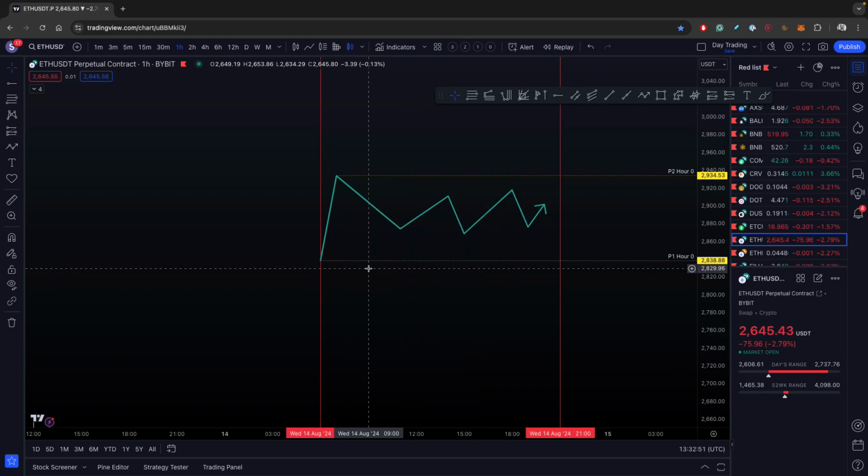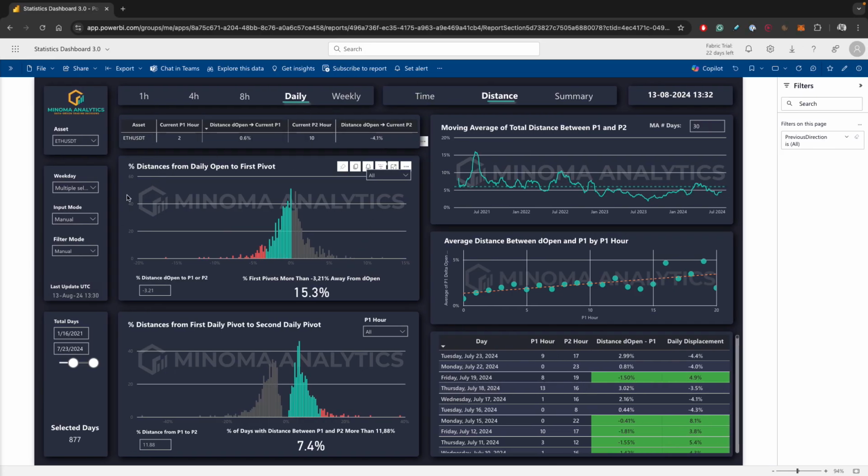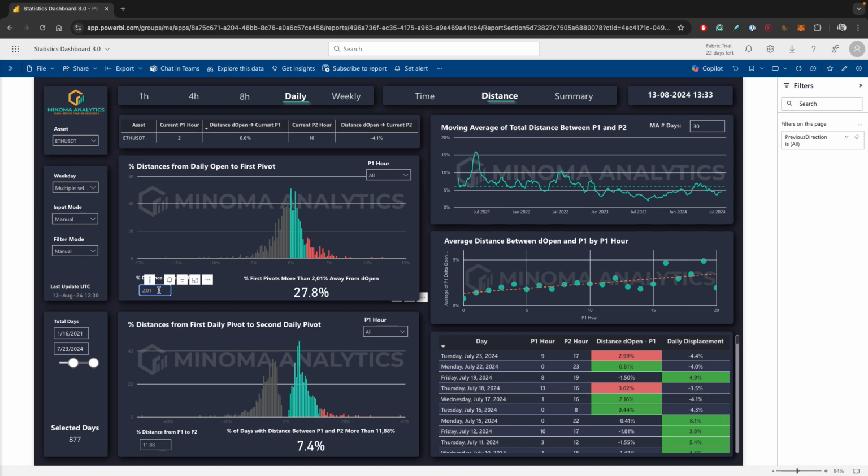The thing to keep in mind is that if you have automated filtering selection in a situation like this, so let's say, for example, the distance of daily open to P2 is 2%, or let's say 1%.